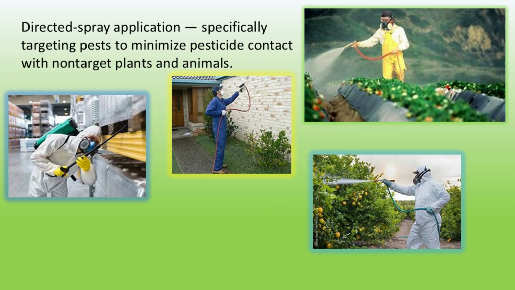Our next type of application is going to be a directed spray application. These types of applications specifically target pests to minimize pesticide contact with non-target plants and animals. And as you can see in the images here, you really need to think about this type of application. Directed spray applications have a good place, as you can see in some of the images here, with a technician treating around the perimeter of a home. You're seeing a commercial treatment on the left. You're also seeing some agricultural treatments.